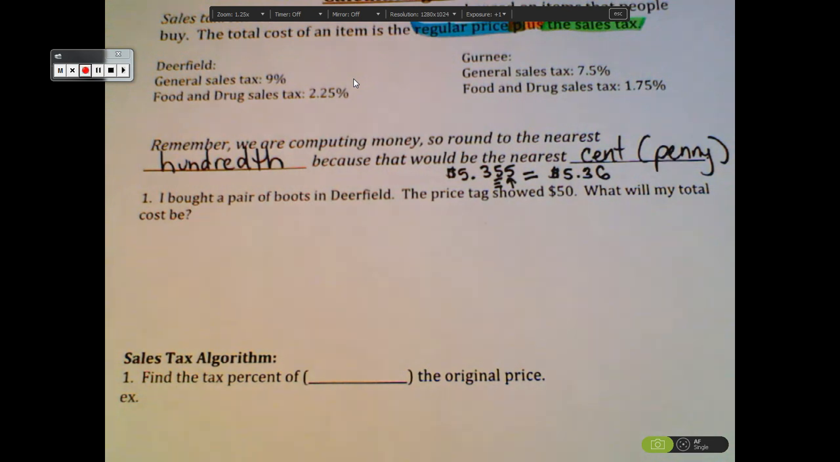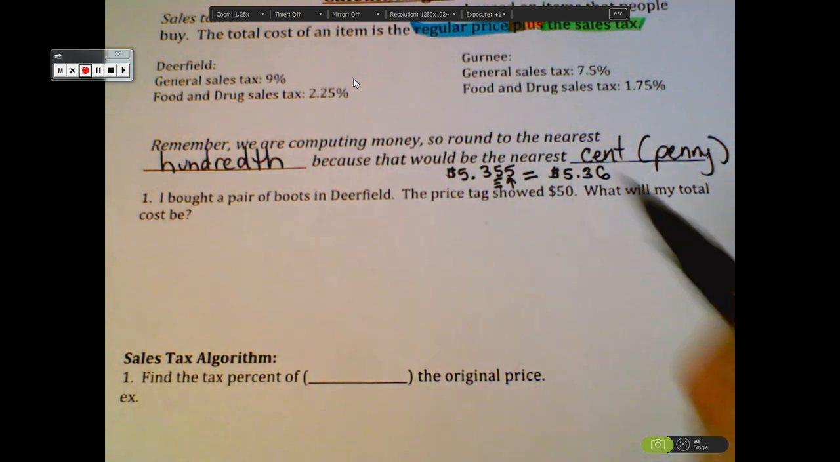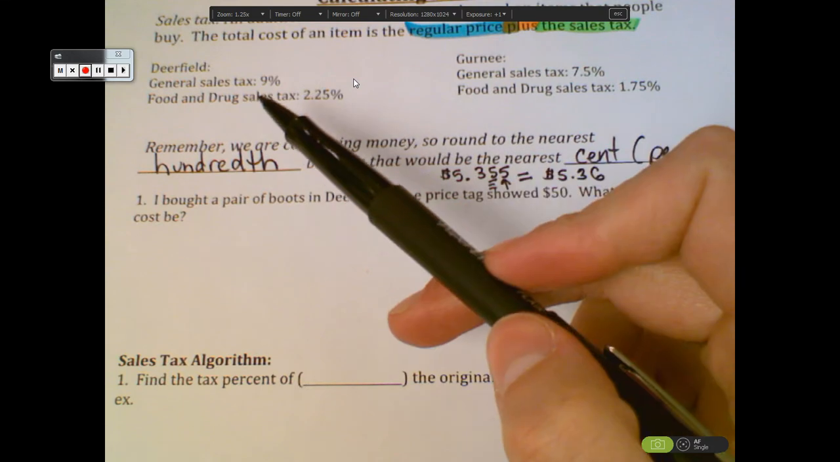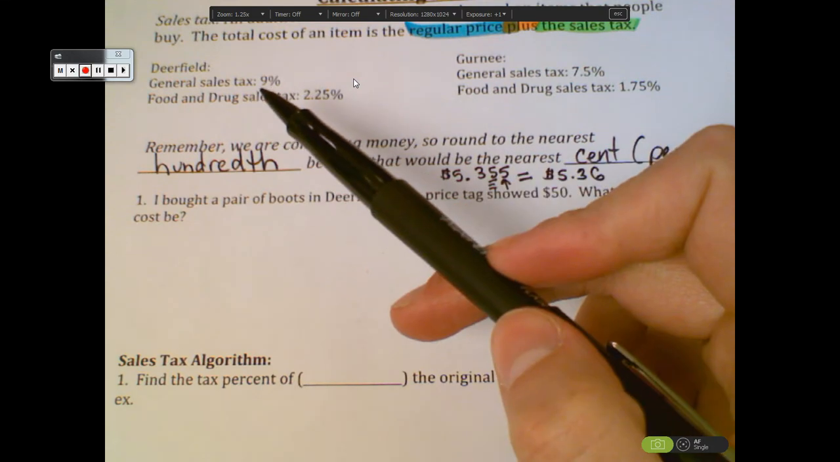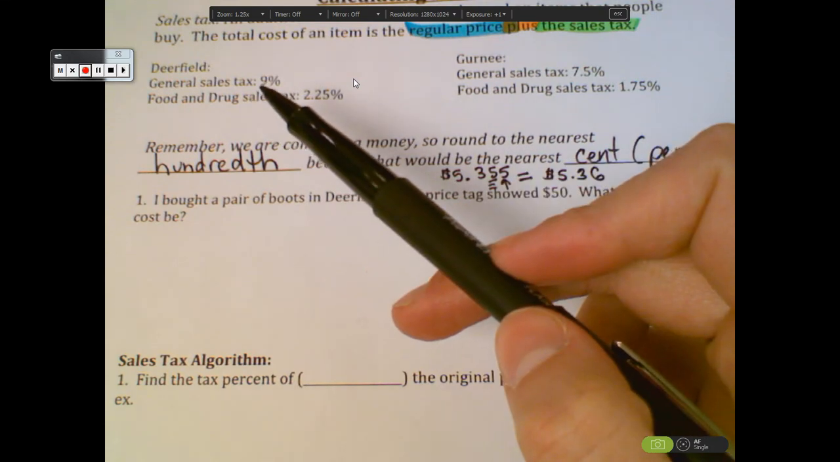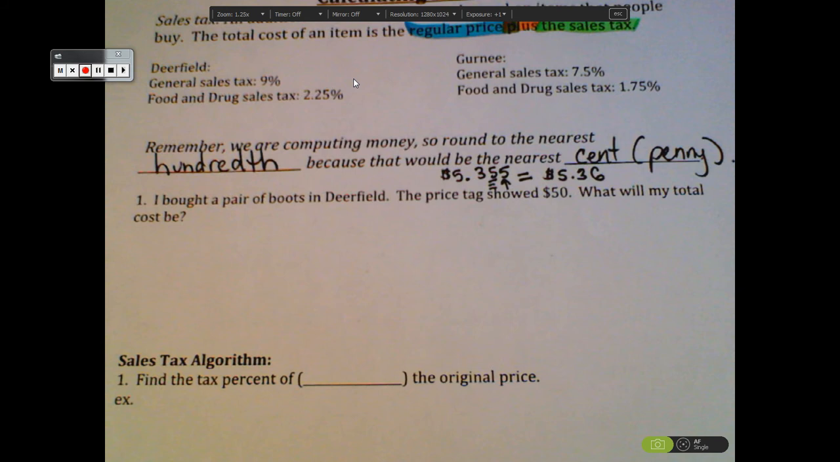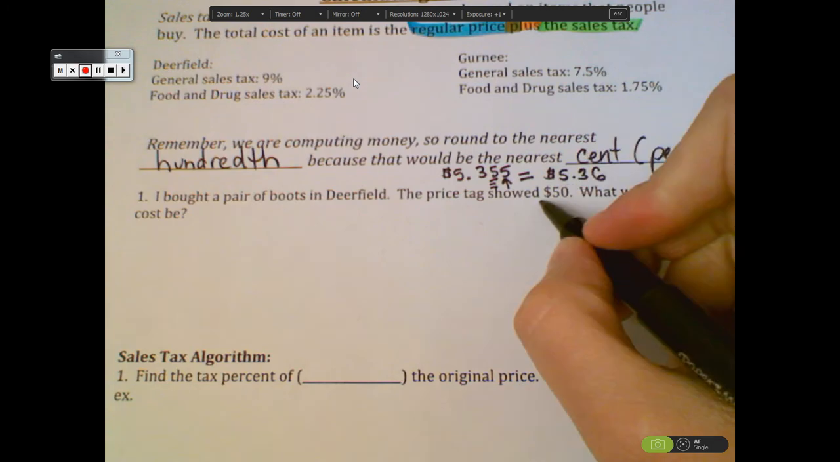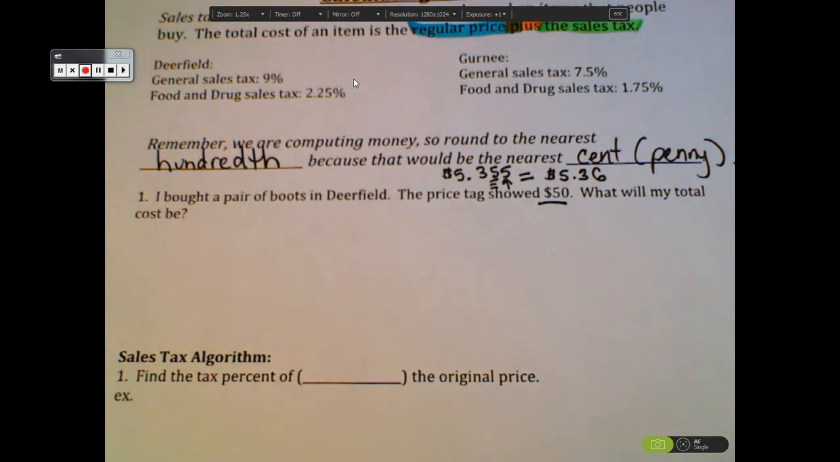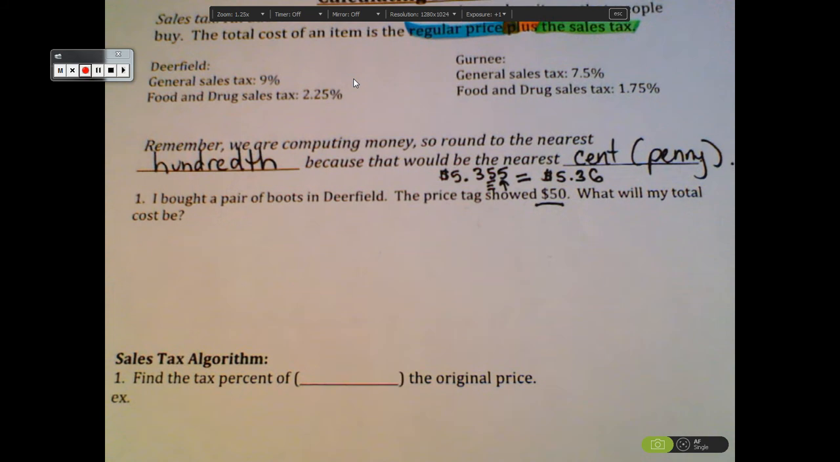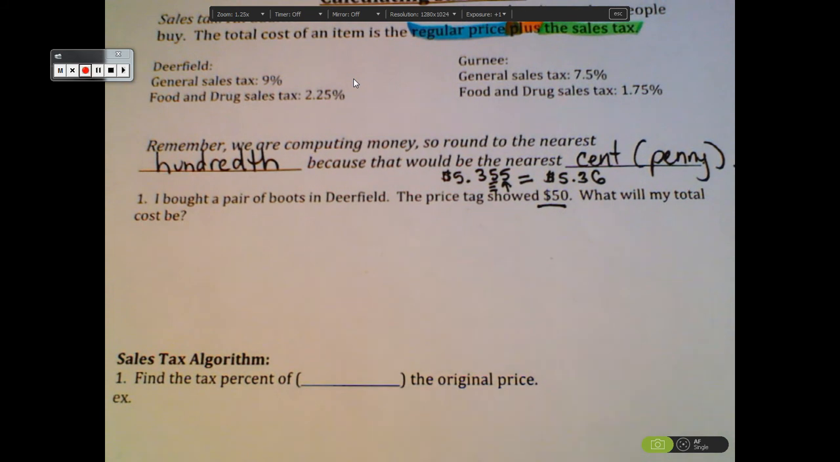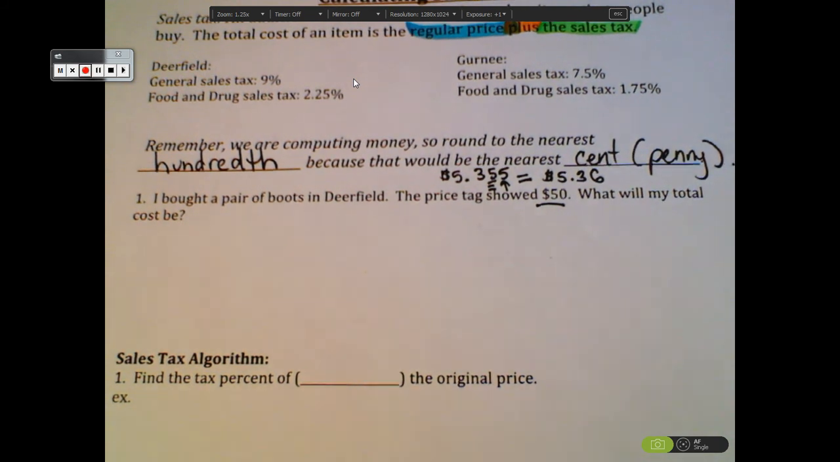I bought a pair of boots in Deerfield. Now again, if I'm buying boots in Deerfield, I'm going to be using the general sales tax rate, which is 9%. I bought a pair of boots in Deerfield. The price tag showed $50. What will my total cost be? Now, as we know, when we go up to check out at the register, they're not only going to charge us $50. They'll be charging us $50 and a little bit of extra for sales tax.